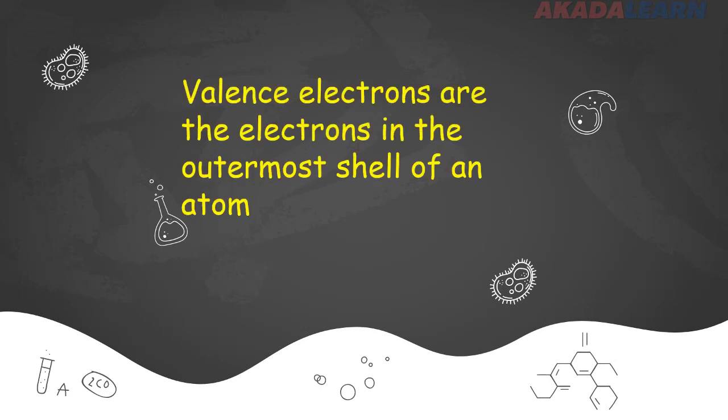Valence electrons are the electrons in the outermost shell of an atom. They exactly are the ones that determine the valency of an atom. So, if an atom has 1 electron in its outermost shell, it will likely have a valency of 1. If it has 2, it will have a valency of 2, etc.